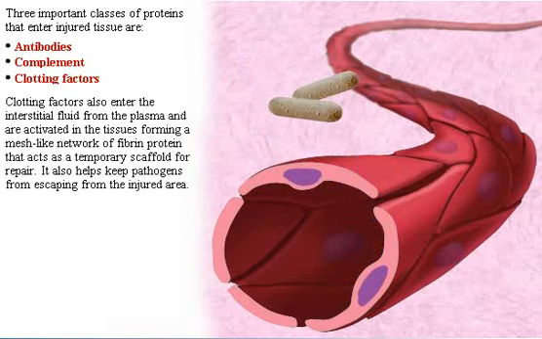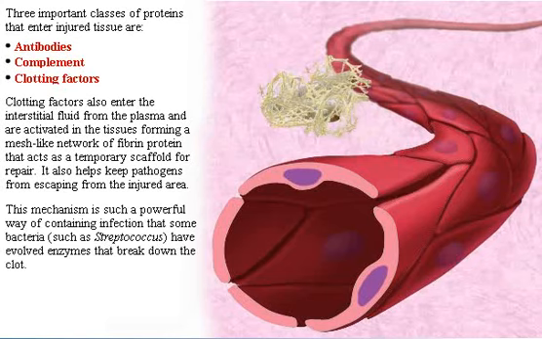Clotting factors also enter the interstitial fluid from the plasma and are activated in the tissues, forming a mesh-like network of fibrin protein that acts as a temporary scaffold for repair. It also holds the pathogens within a net-like trap, keeping them from escaping the injured area. Click the capillary to form a clot. This mechanism is such a powerful way of containing infection that some bacteria, such as Streptococcus, have evolved a counter-strategy, enzymes that break down the clot, allowing them to escape the net.